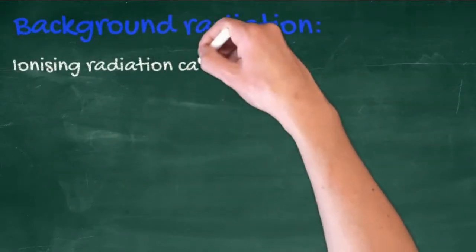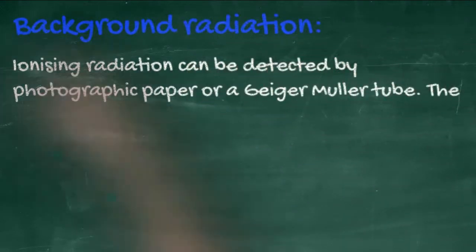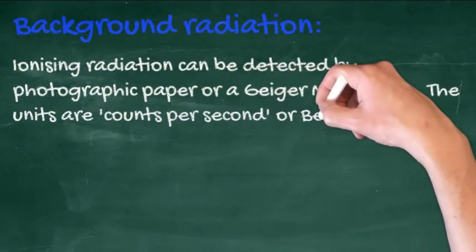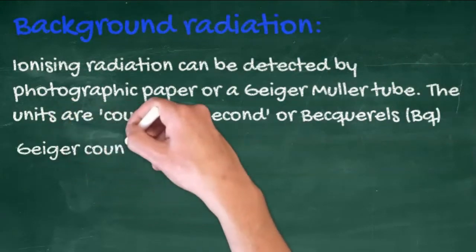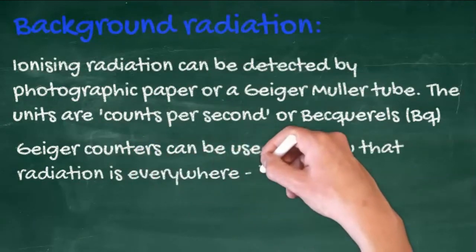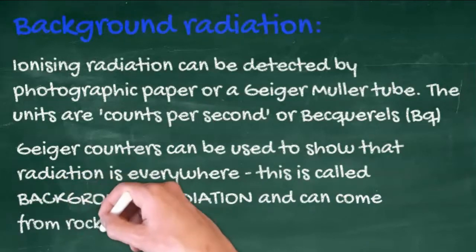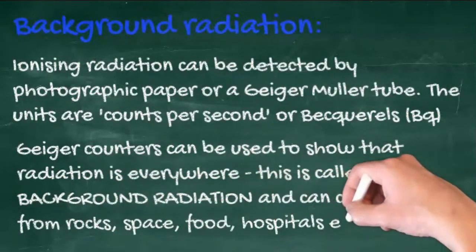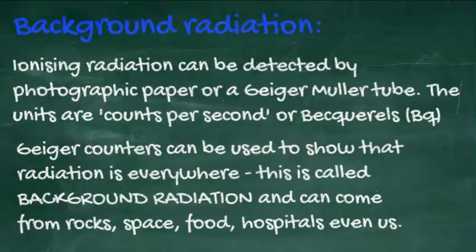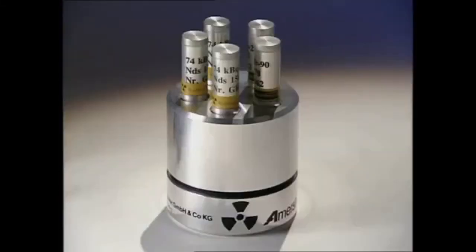Ionising radiation can be detected by photographic paper, as with the Rutherford experiment, or the Geiger-Müller tube. Units are counts per second or becquerels. The unit of activity is the becquerel. Geiger counters can be used to show that radiation is everywhere, and this is called background radiation and can come from rocks, space, food, hospitals, even from us. This sign is known all over the world as the hazard symbol for radioactivity.